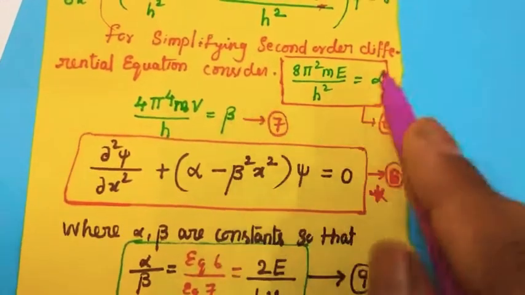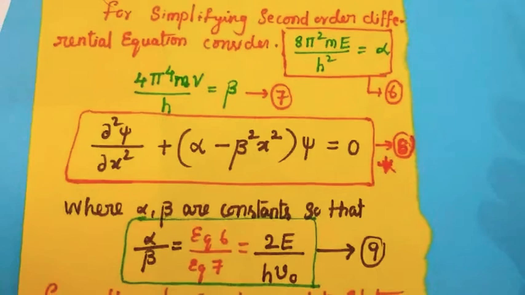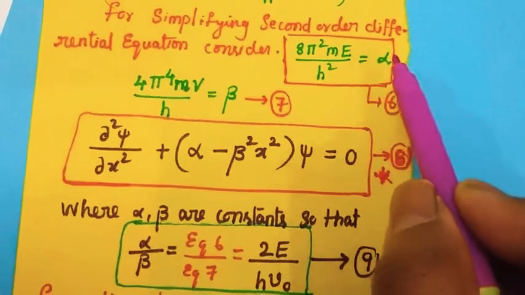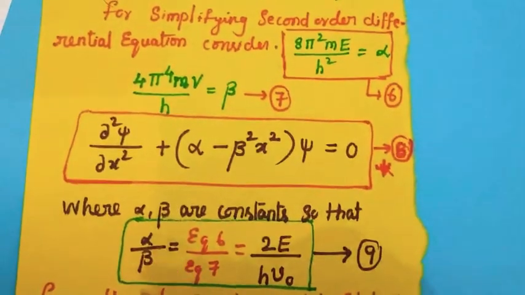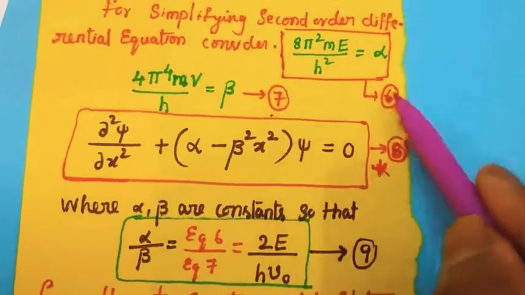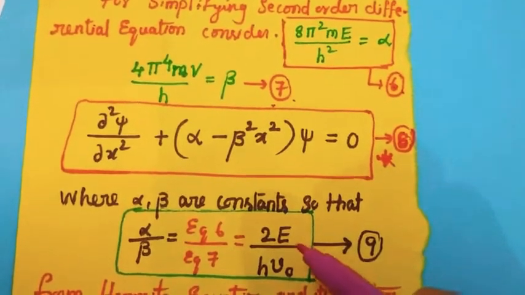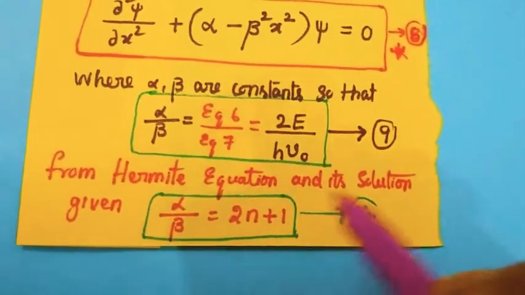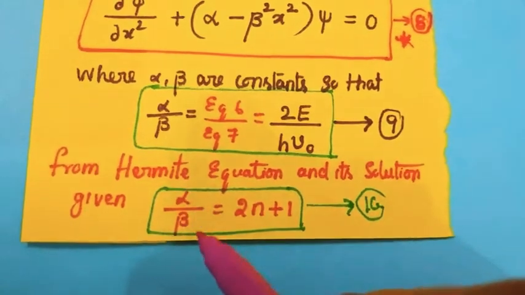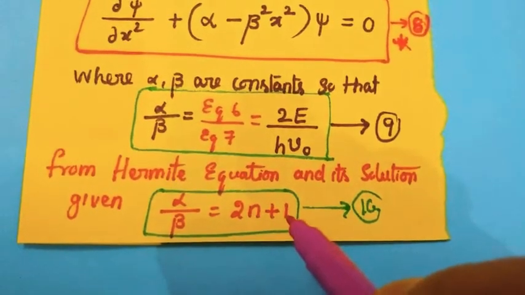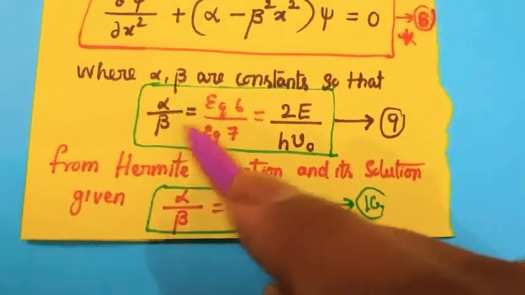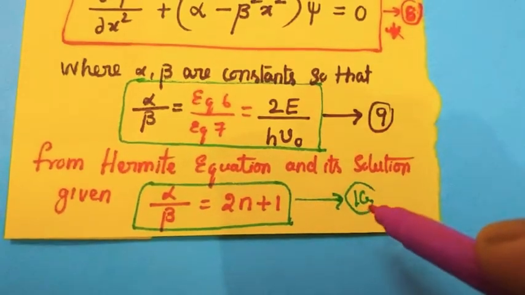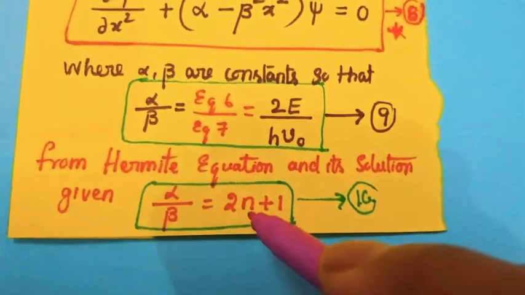So for further extension, if they are asking, suppose calculate the energy for simple harmonic oscillator, how to derive? See here, if you divide the alpha value with beta, so alpha upon beta, that means equation 6 upon equation 7, you will get this value, that is 2E upon h nu. And as we already know that the Hermite equation and its solution gives that alpha upon beta equals to 2n plus 1. We can compare here, right? Alpha upon beta equals to 2E upon h nu according to equation number 9. And according to equation number 10, alpha upon beta equals to 2n plus 1.